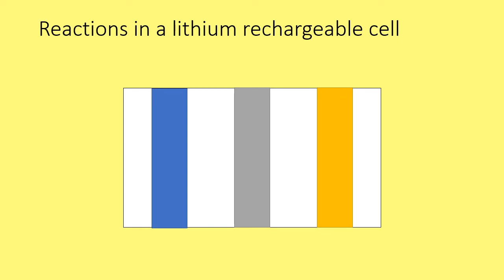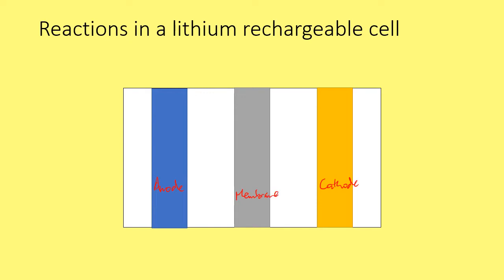So we're going to have a look at the reactions in one of these lithium rechargeable cells, and I'm going to use this little diagram to help us. What we've got here is the whole cell, and the blue bar represents the anode. Let's label that anode, and then the yellow bar is the cathode, and this is our membrane again.